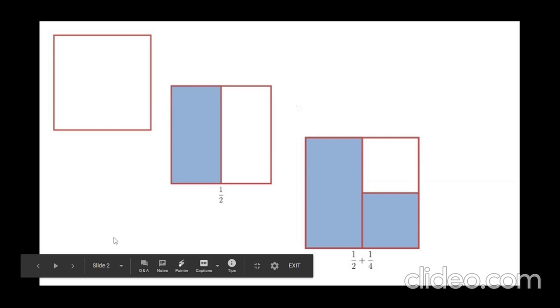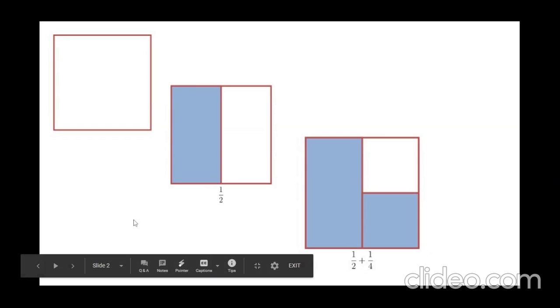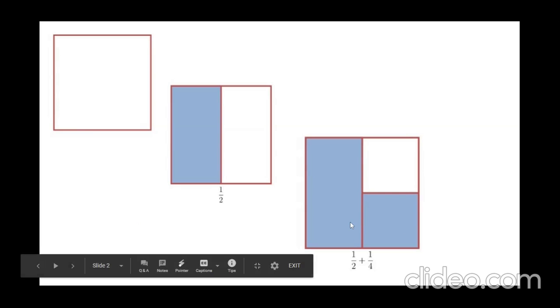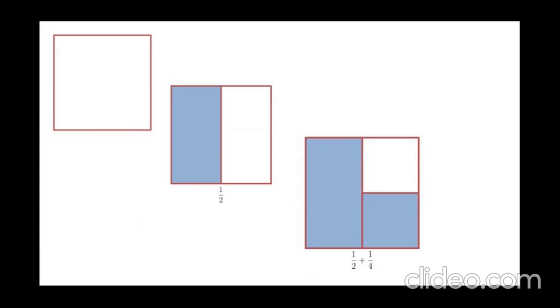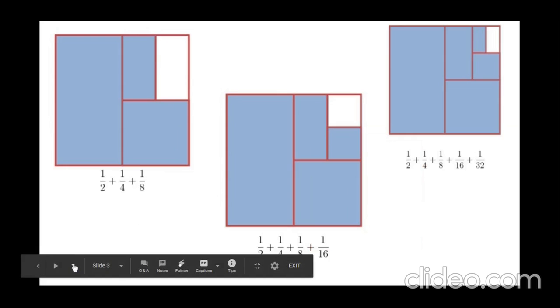Now in this slide, I have tried to show you a square, and in this square we have 1, which is the complete one. The second figure shows half of the square, and the third figure shows 1 by 2 plus 1 by 4, because one more part of the square is shaded. Now let us see the next slide.